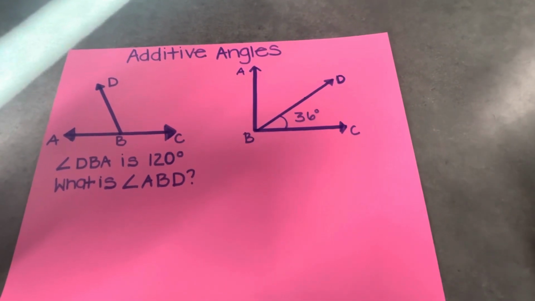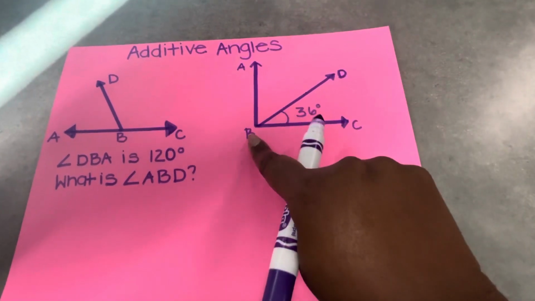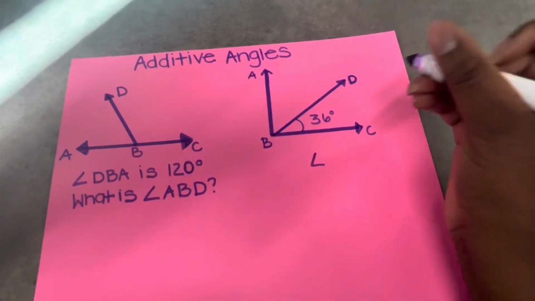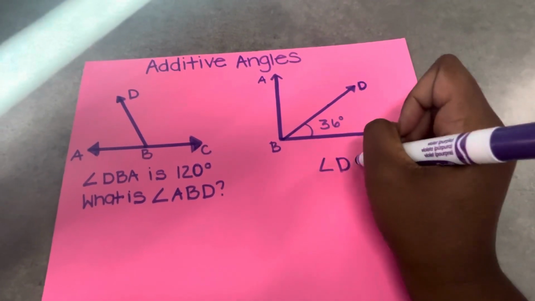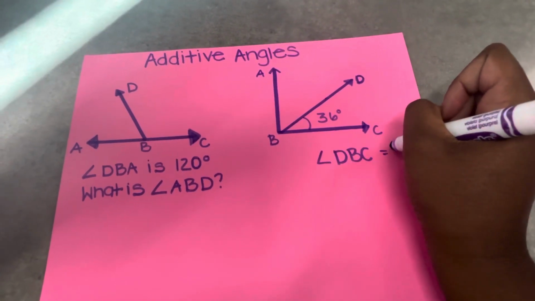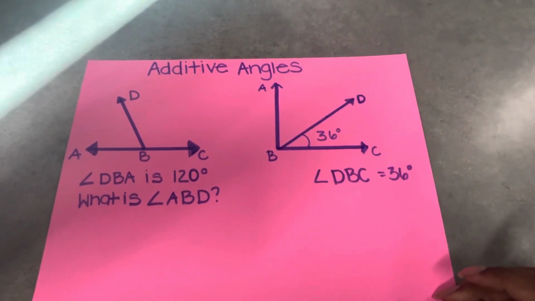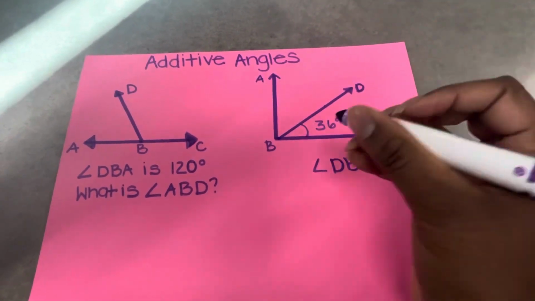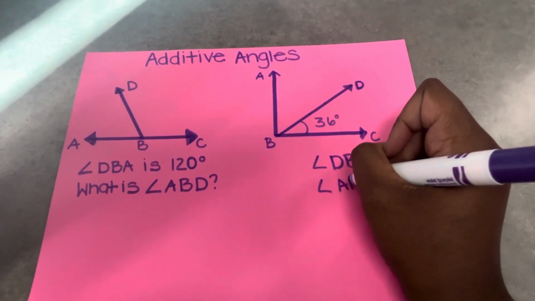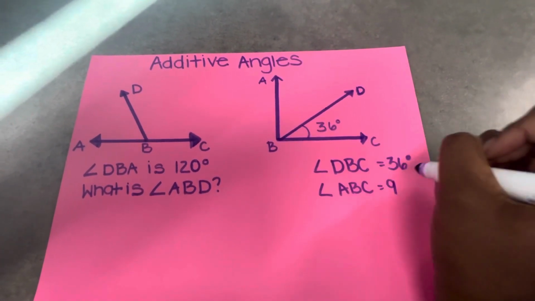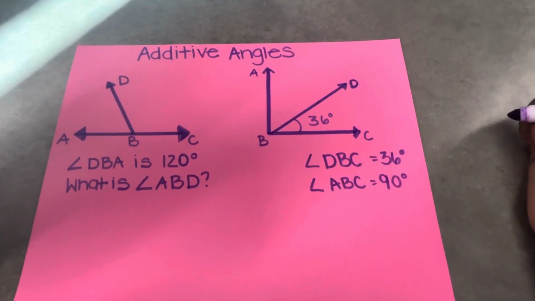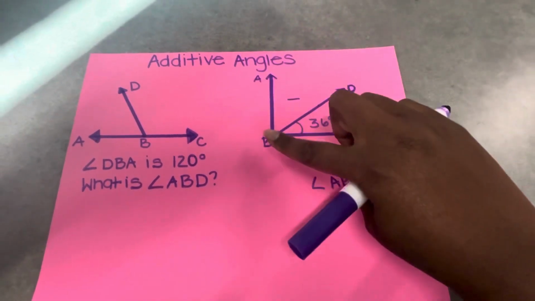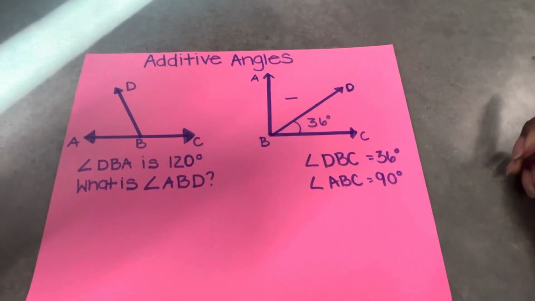I know that when we measure angles, that vertex is always going to be my middle letter, okay? So I know that angle DBC is equal to 36 degrees, okay? Now, what else do I know? I know that angle ABC is 90 degrees because I remember what a 90-degree angle looks like. What I don't know is what angle ABD is, but I could figure it out, okay?